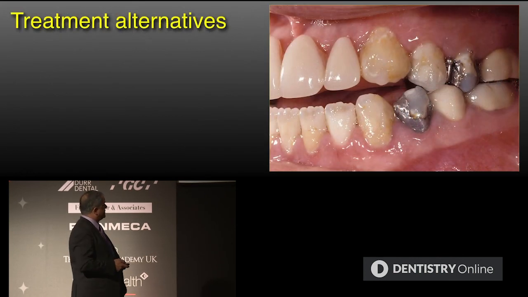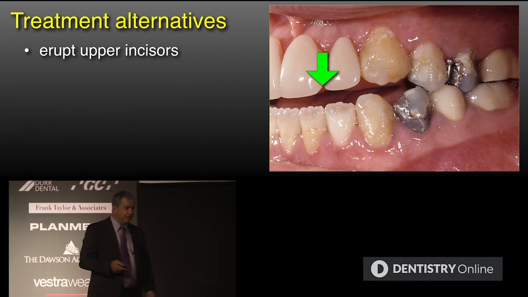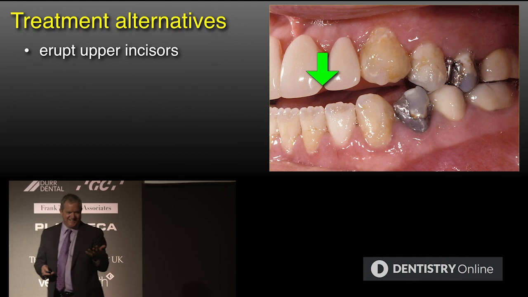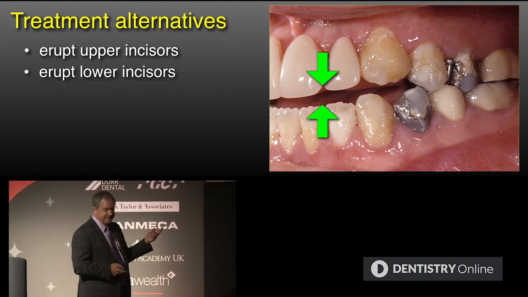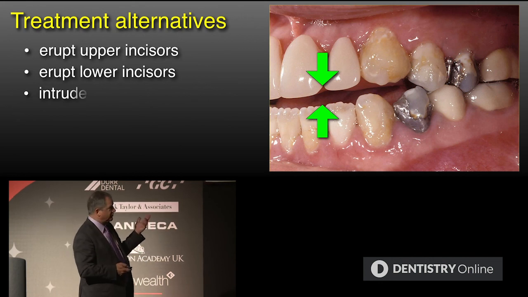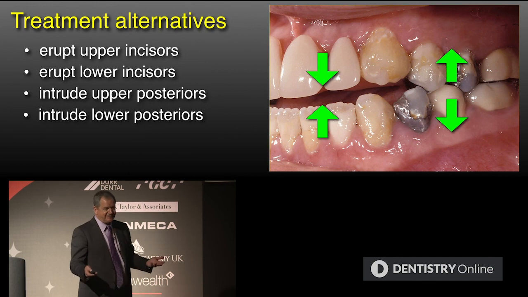Now, here's our problem. How do you close open bites? You only got 4 choices. You either have to lengthen upper anteriors, lengthen lower anteriors, shorten upper posteriors, or shorten lower posteriors. Those are your choices. Or you do a little bit of both.